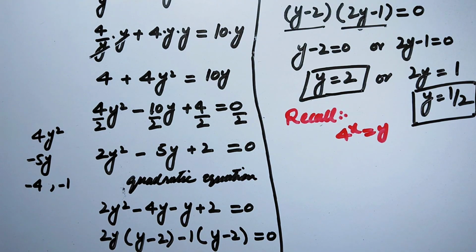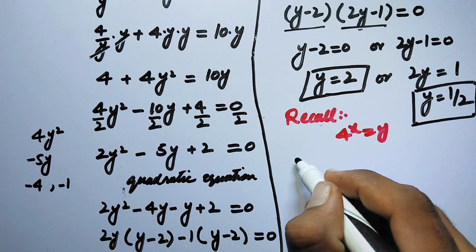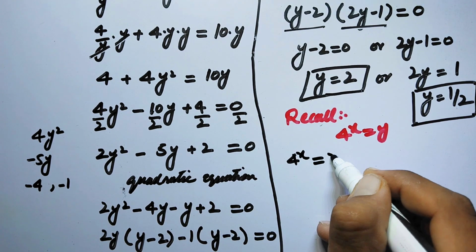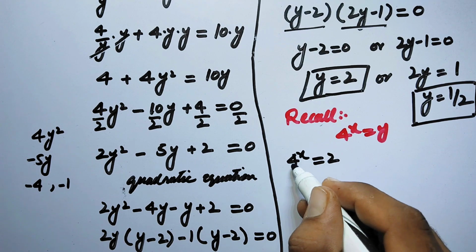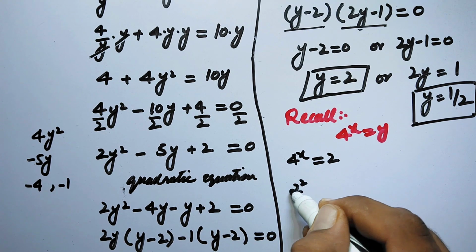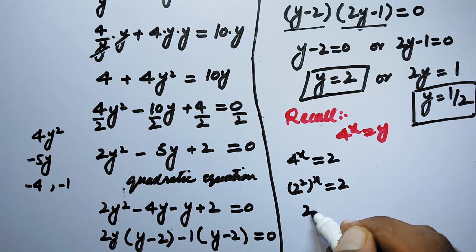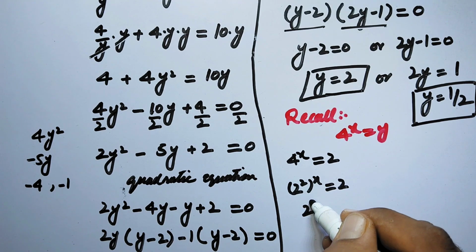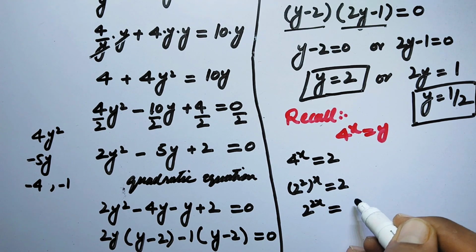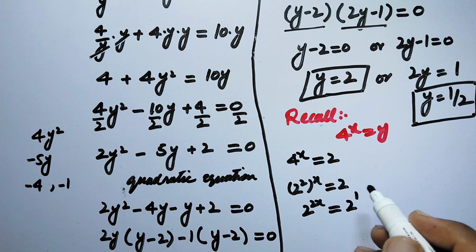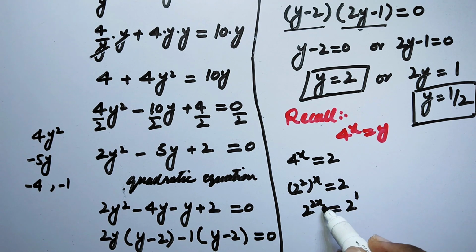So when y is equal to 2, 4 to power x will be equal to 2. We can write this 4 as 2 square, to power x, is equal to 2, or 2 to power, this power will multiply, 2x is equal to 2 to power 1. Now since the bases are same, we can equate the powers. So 2x will be equal to 1, or x will be equal to 1 over 2.